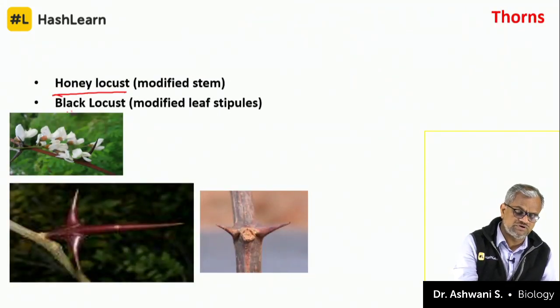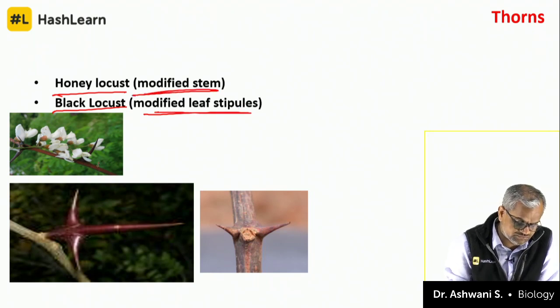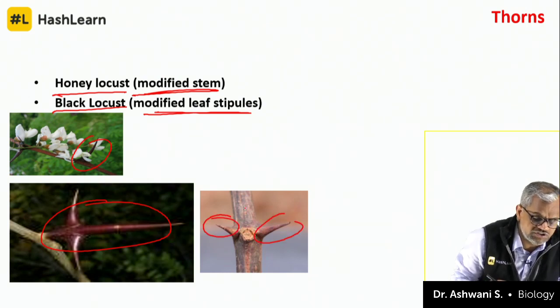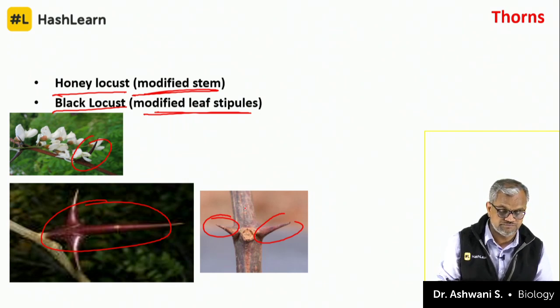Thorns, honeylocust, black locust, modified leaf, stipules, modified stem. You can see these structures. So you should always remember, all thorns are not because of stipules, or all stipules do not turn into thorns, right?